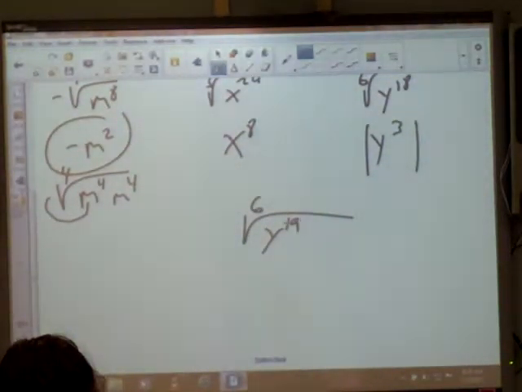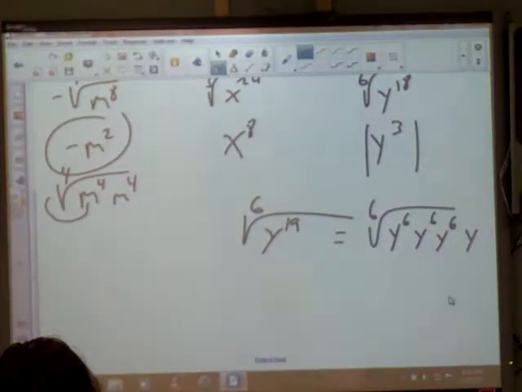Okay, Austin asks, what if it's not divisible? 19 divided by 6 doesn't go evenly, so it's not a whole number. So what you're going to have to do then, since this is a sixth root, we want to rewrite this with as many 6 powers as we can. So there's 18, but I got to go to 19, so I would have 1 y left over. Then the sixth root of y to the 6th is y, and you've got 1, 2, 3 of those, so it would be cubed.